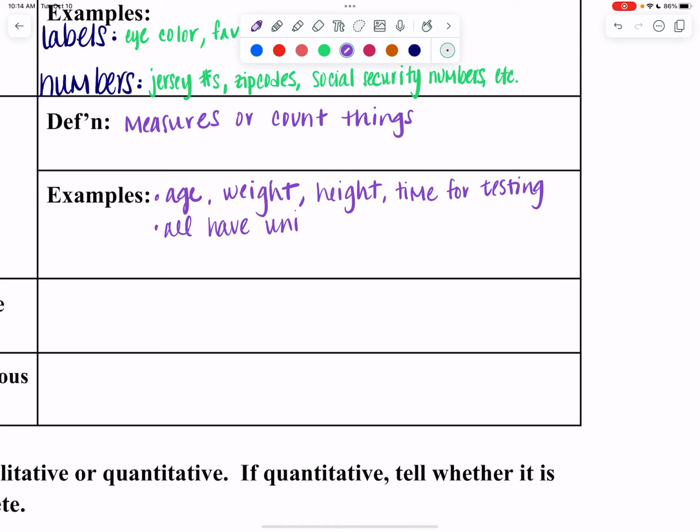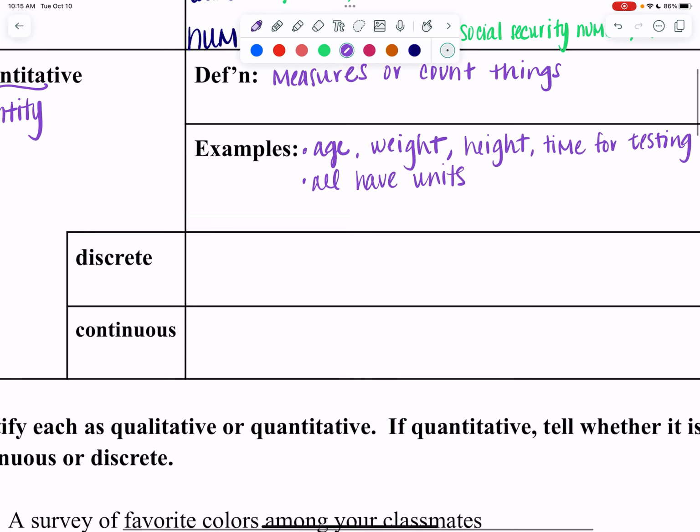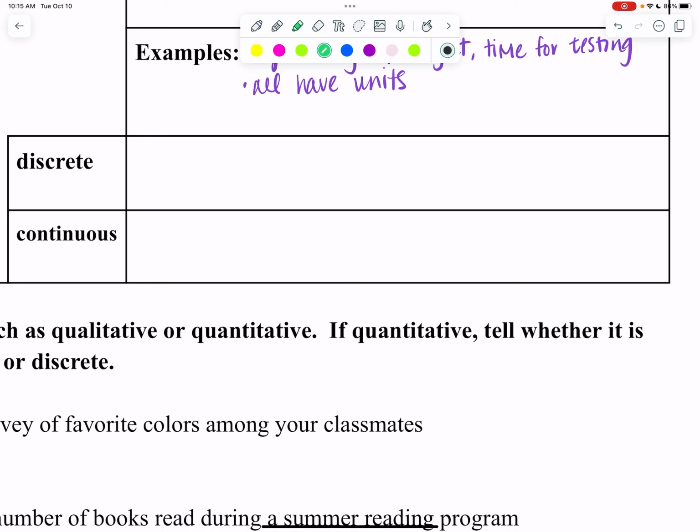So we measure age in years, weight in either pounds or kilograms. Height is usually feet and inches or maybe centimeters. Time for testing we usually measure in minutes and hours. So all of those things have units. Inside of our quantitative data, we have two types of quantitative data. We have discrete data and continuous data.